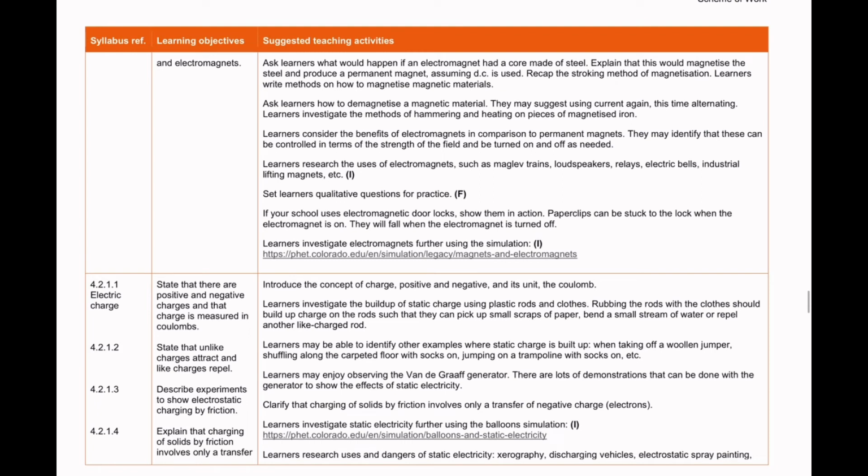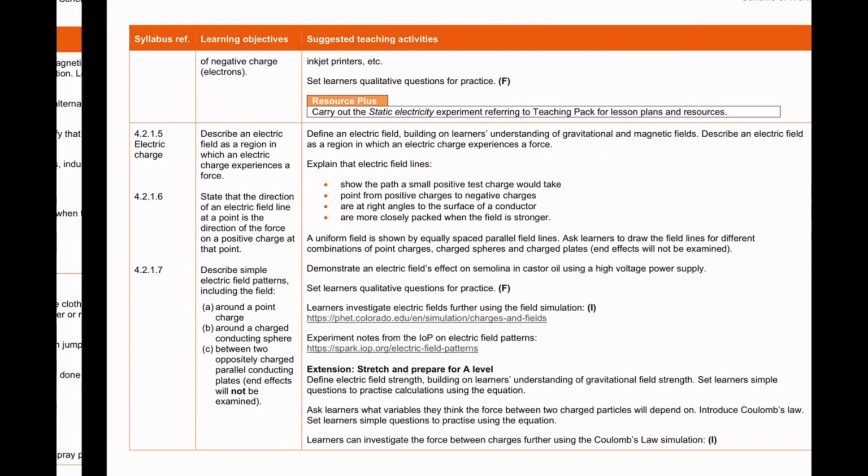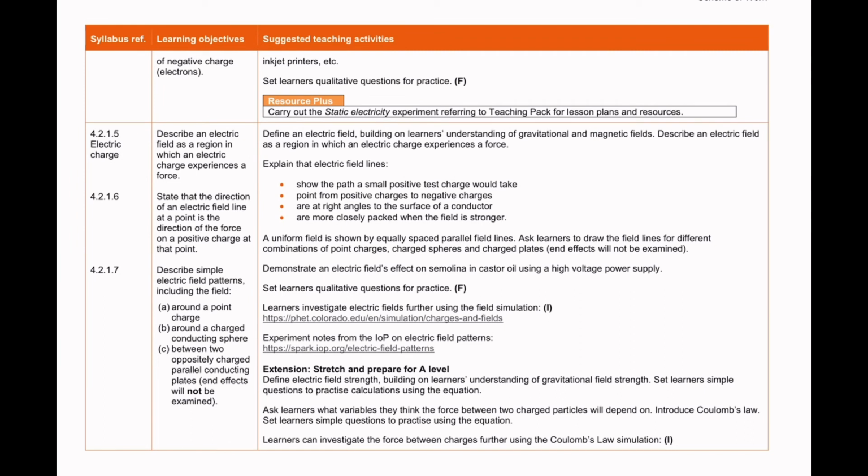Key concept 4.2.1.1: Electric charge. Learning objectives. State that there are positive and negative charges and that charge is measured in coulombs. State that unlike charges attract and like charges repel. Describe experiments to show electrostatic charging by friction. Explain that charging of solids by friction involves only a transfer of negative charges, which are electrons.